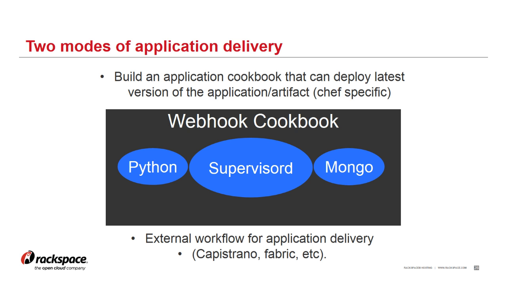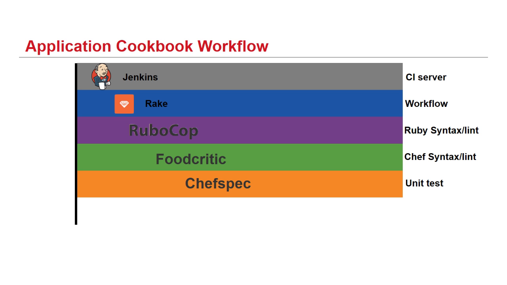So how can we take this idea and this tool chain that I mentioned earlier and extend that to the methodology of an application cookbook? Well, we can actually take almost all the same steps. My application cookbook is still a cookbook. I still want to test it with RuboCop. I still want to test it with Foodcritic. I still want to test it with ChefSpec.